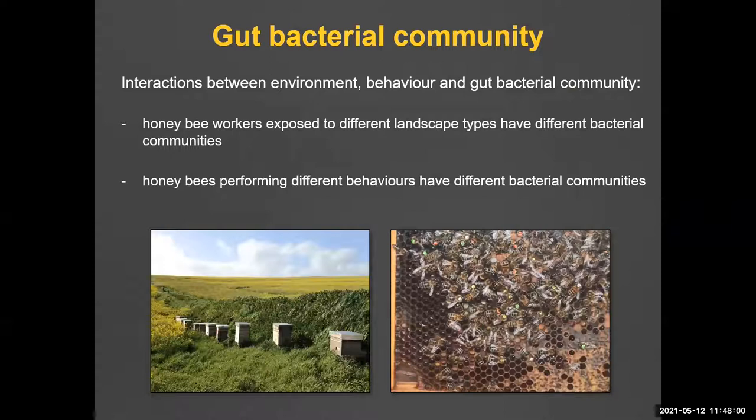So overall, what we find is that there's quite complex interactions between the environment, behaviour and gut bacterial communities of honeybees. So honeybee workers exposed to different landscape types harbour different bacterial communities, so different relative abundances of some of the core bacterial taxa. And we also find that honeybee workers performing different behaviours have differences in the relative abundance of some of the core bacterial taxa as well.